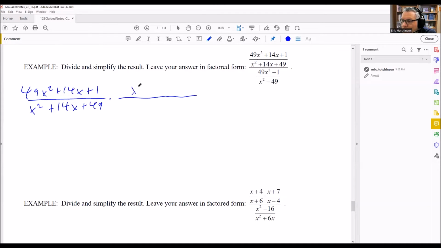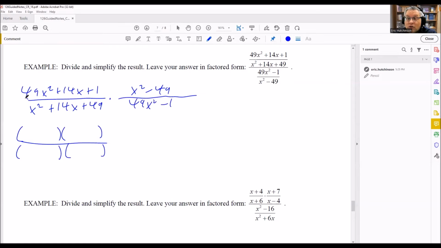So when you flip this, we're going to get x squared minus 49 on top, and the bottom 49x squared minus 1. All right, so now we're going to start factoring the top and the bottom. Now the top one, I'm going to factor by using the trial and error method.